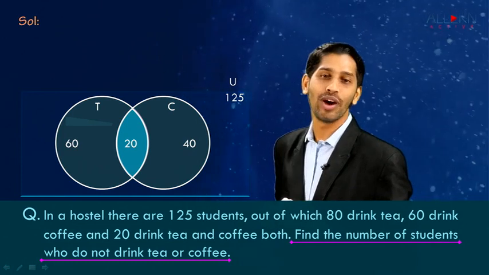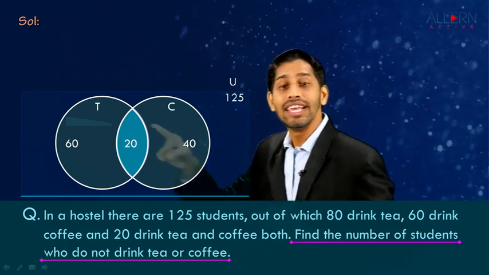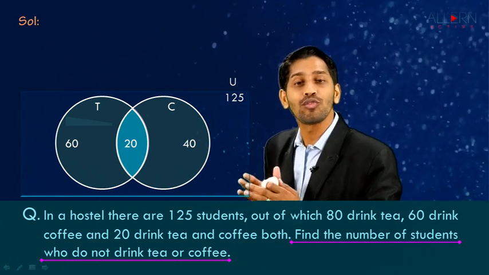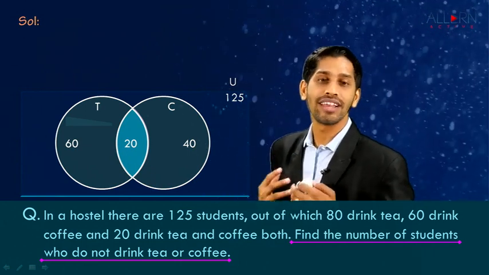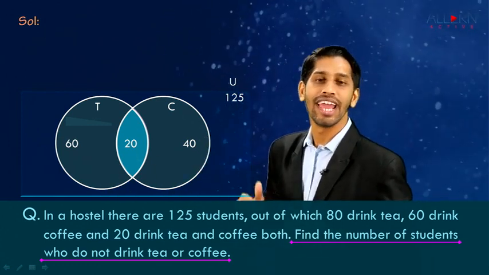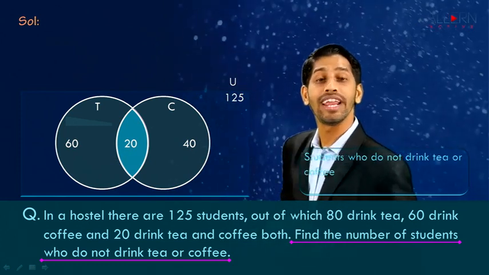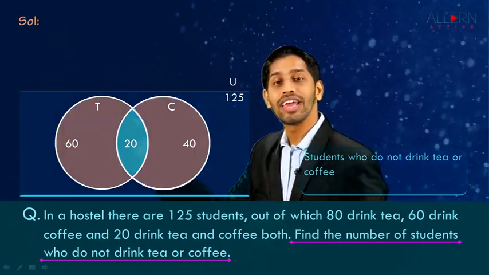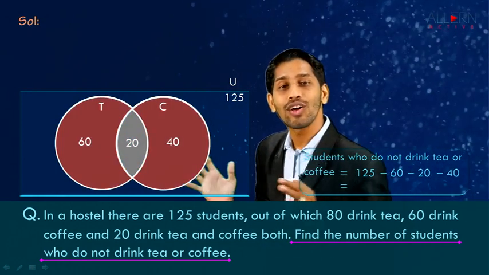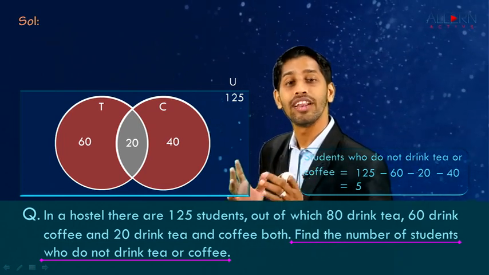Total student count is 125. So what exactly do we need to do? From these 125, this many students are those students who drink tea or coffee. So if I want to find the number of students who do not drink tea or coffee, we need to subtract all these numbers from this 125, and we will get the number of students who do not drink tea or coffee. So we write the number of students who do not drink tea or coffee is 125 minus 60 minus 20 minus 40. Now when we subtract all these numbers, we get the value as 5. So 5 is the number of students who do not drink tea or coffee.